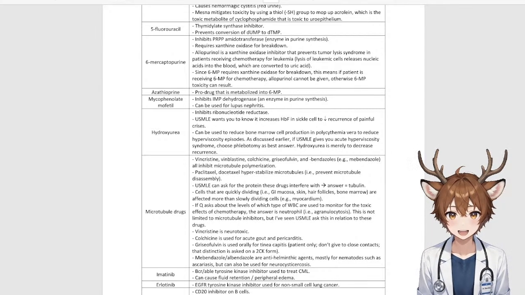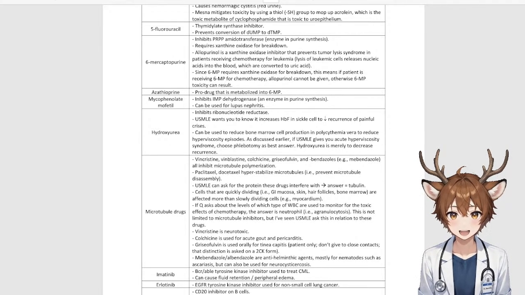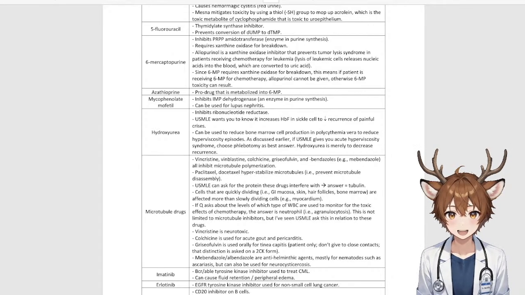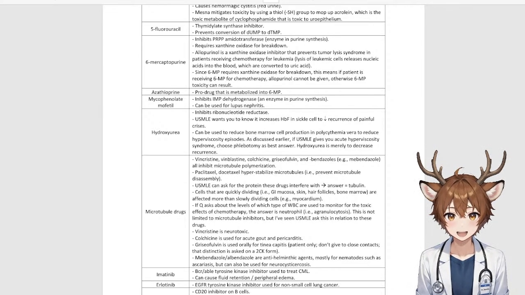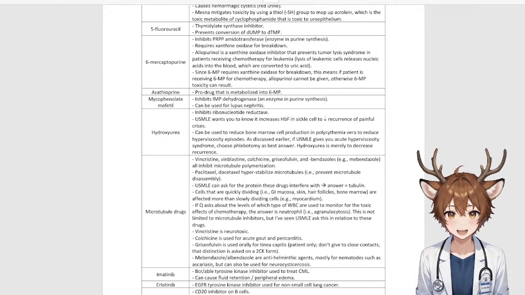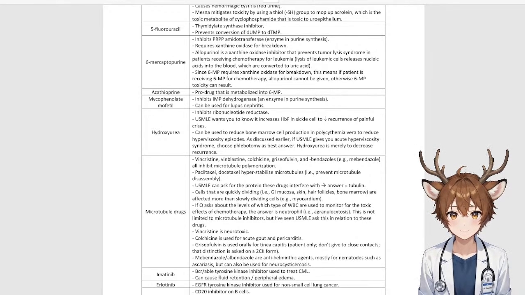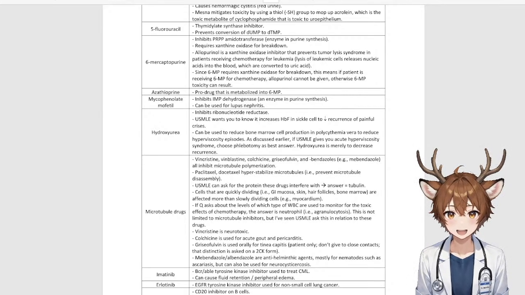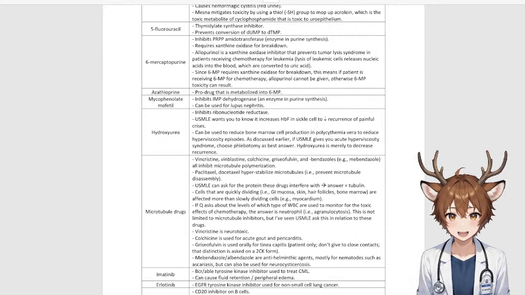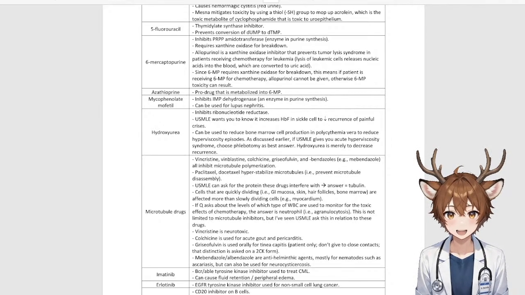Since 6-MP requires xanthine oxidase for breakdown, if the patient is receiving 6-MP for chemotherapy, allopurinol cannot be given, otherwise 6-MP toxicity can result. What about azathioprine? Prodrug that is metabolized into 6-mercaptopurine. What about mycophenolate mofetil? Inhibits IMP dehydrogenase, an enzyme in purine synthesis. Can be used for lupus nephritis.